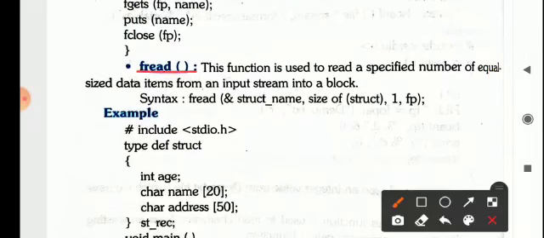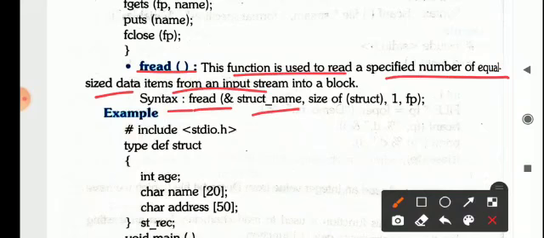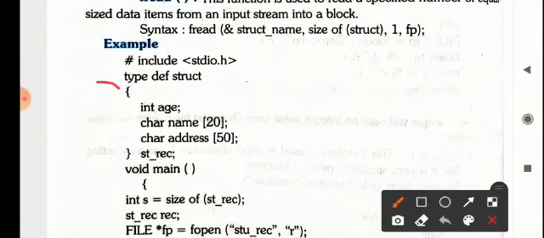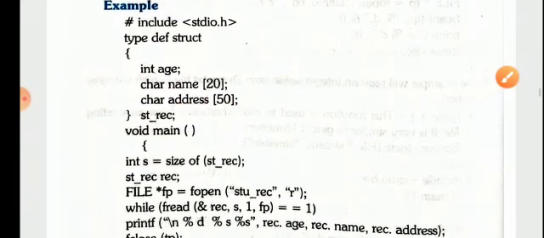The next function we have is fread. This function is used to read a specified number of equal size data items from the input stream into a block. The syntax is fread(&struct name, sizeof(struct), 1, fp). Now #include <stdio.h> is there. This is the way you declare the structure. typedef is a keyword and struct is also a keyword. Whichever variables you want, you declare them and give the name st_rec.